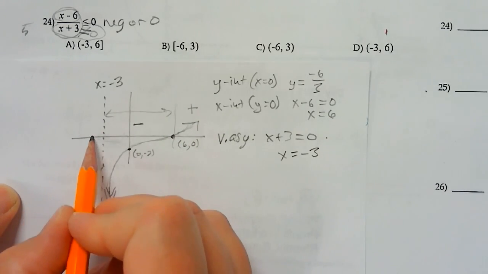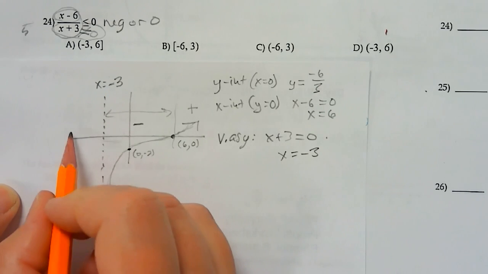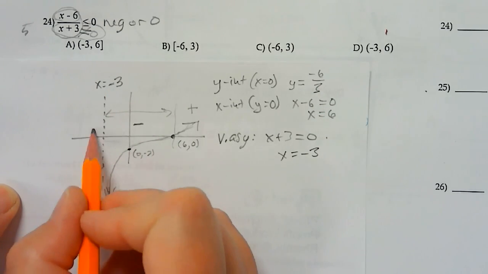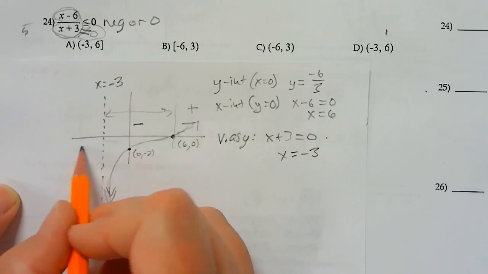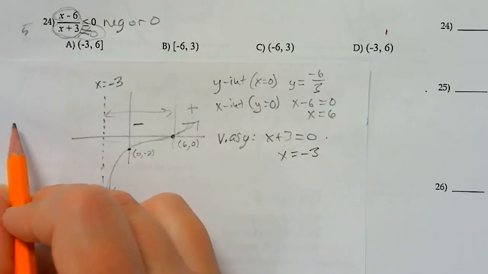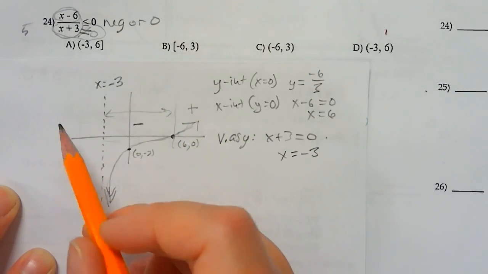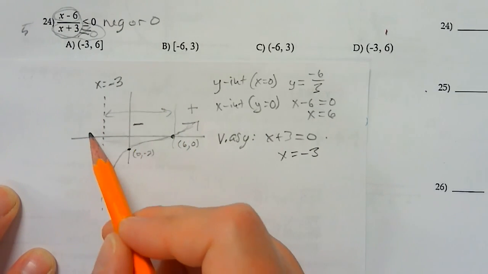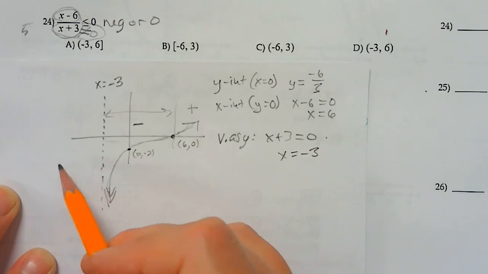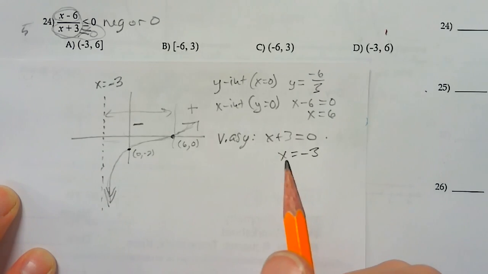So I'm just going to test a point to the left of -3. I'm going to try -10. Because there are no intercepts here, if it's positive, I'm going to live up here positive the whole time. For everything from -infinity all the way to -3 is going to be positive. But if it's negative, that whole area from -infinity to -3 is going to be negative.